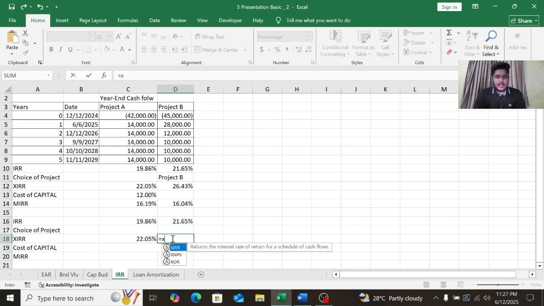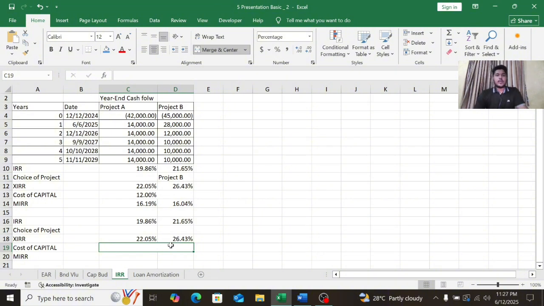It will be XIRR. So our project B's values are here, then our dates are here. And conclude, enter. It generates 26.43, which differs a lot from our IRR. So what if we take our cost of capital as 12%? Then the cost of capital is important.